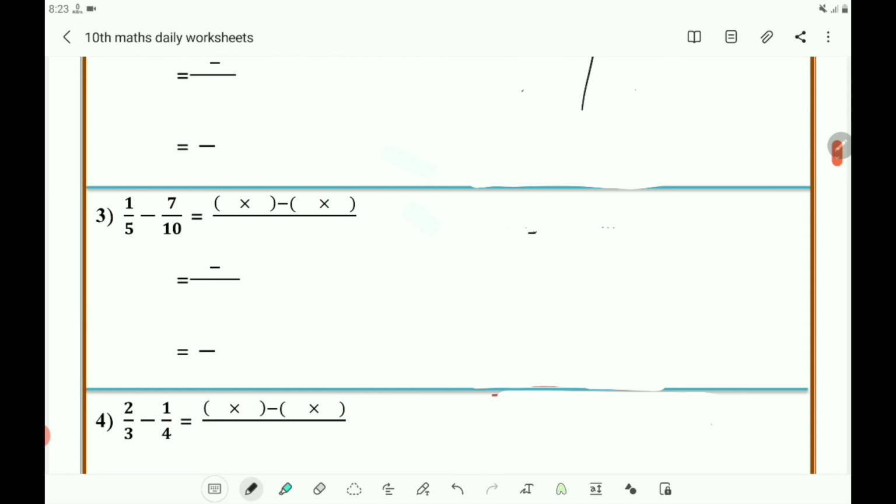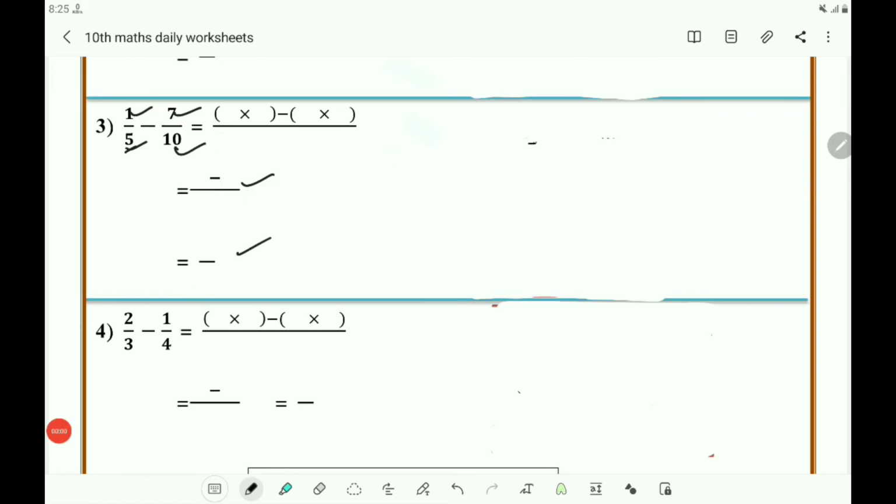And for the third one also, take the LCM of 5 and 10. You know that 10 is a multiple of 5. Naturally 10 becomes the LCM. Then 5 2s are 10, and 1 2s are 2, 10 1s are 10, 7 1s are 7, you will get in the numerator. Then follow the next steps.